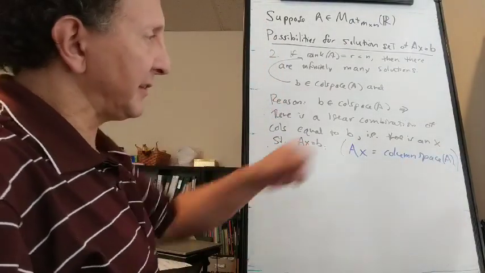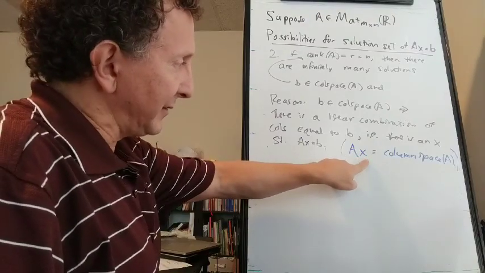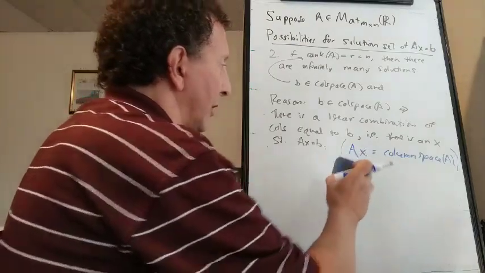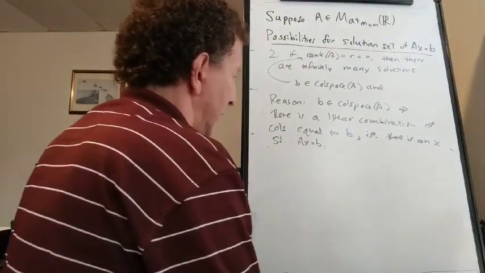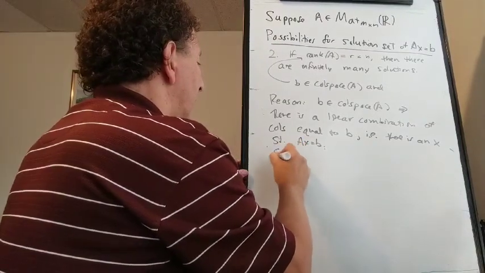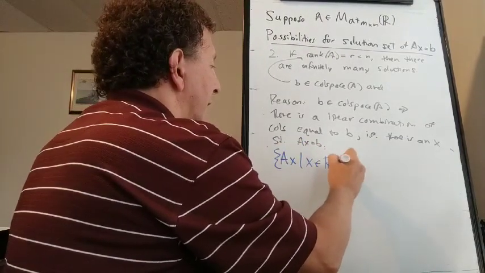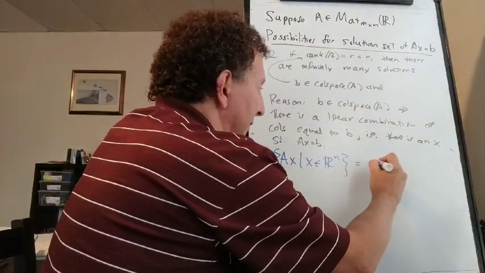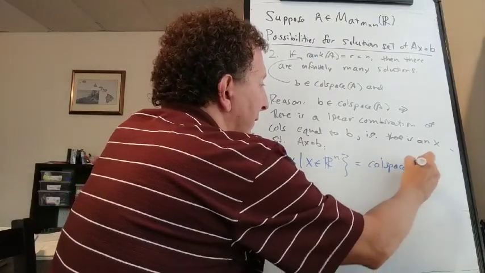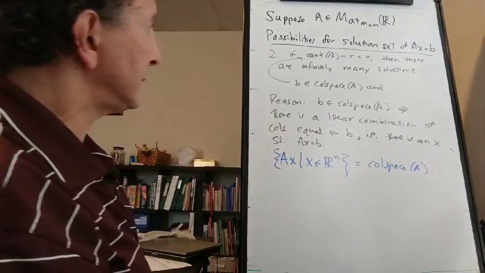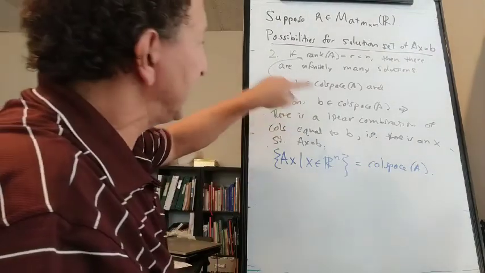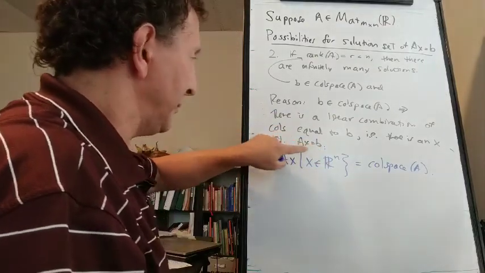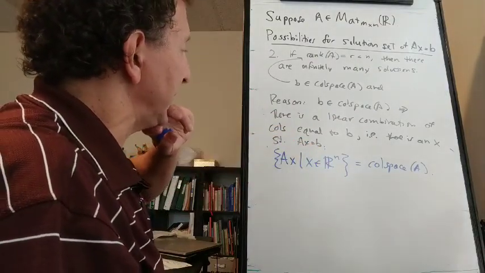Maybe it's worth mentioning that AX is the column space of A. We can think of AX as a linear combination of the columns, so I should say the set AX for all X. If we look at all possible linear combinations of columns, that's exactly what the column space is. So if B is in the column space, then there is some linear combination of the columns equal to B. So we have at least one solution to AX equals B.